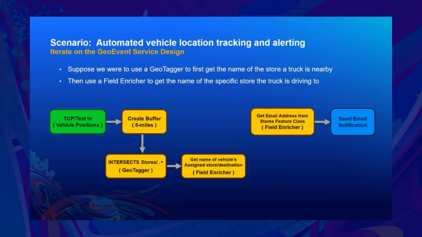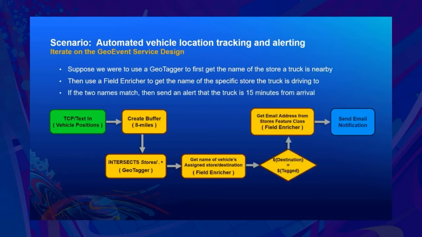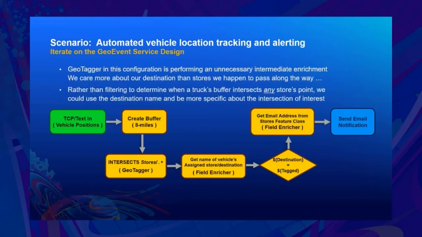Given the name of the store the truck is supposed to visit, we can perform a string compare to determine if a nearby store discovered by the geotagger happens to be our final destination. If the strings match, then we send an alert that the truck is approaching and will arrive shortly. This approach isn't terribly efficient, though. We only care about the name of a store a truck is nearby if it happens to be the store the truck is scheduled to visit. Otherwise, the enrichment is intermediate data we will probably end up discarding.